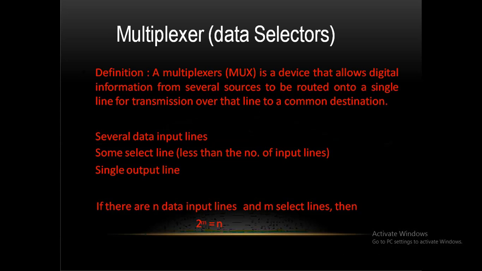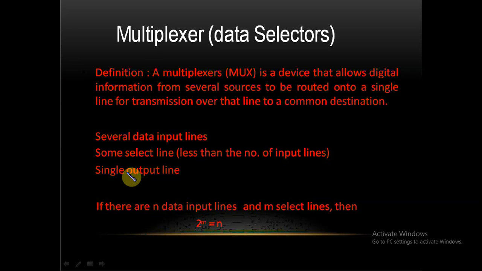The multiplexer is a data selector, also called a MUX. It is a device that allows digital information from several sources to be routed onto a single line for transmission. It has several data input lines and some select lines, fewer than the number of input lines. A MUX has a single output line.